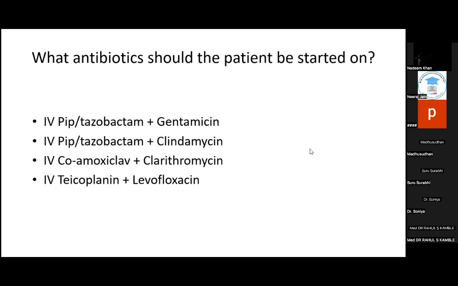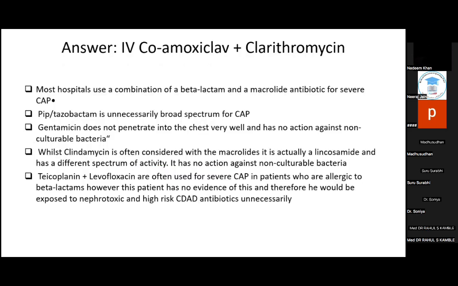The answer will be co-amoxiclav plus clarithromycin. Most hospitals use a combination of a beta-lactam and a macrolide for severe CAP. Piperacillin-tazobactam is unnecessarily broad spectrum. Gentamicin doesn't penetrate, while clindamycin is often considered with macrolides because it is usually a lincosamide. It has no activity against non-culturable organisms. Teicoplanin and levofloxacin are often used for severe CAP. However, that is for patients who are allergic to beta-lactams, but this patient didn't have any evidence of that. Hence, the choice is clarithromycin.